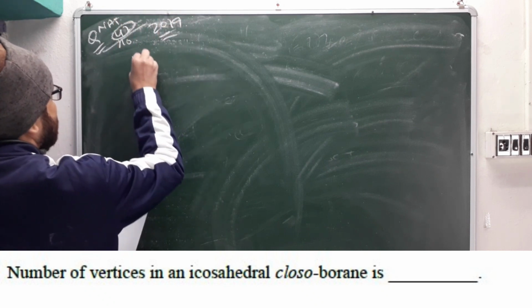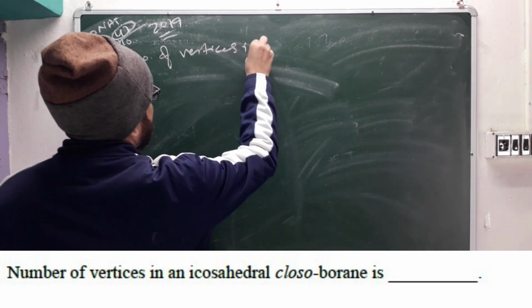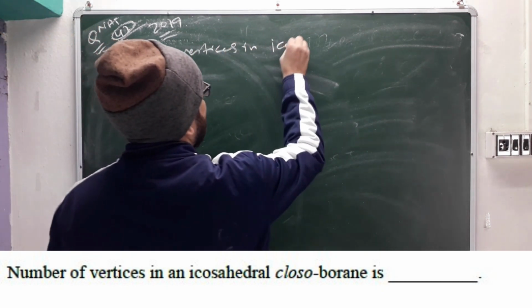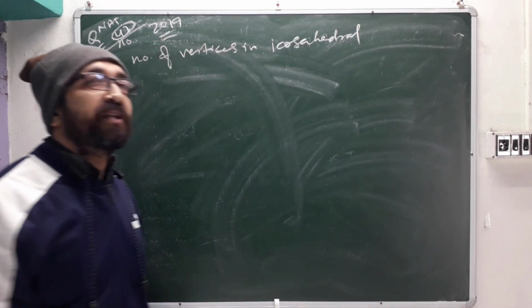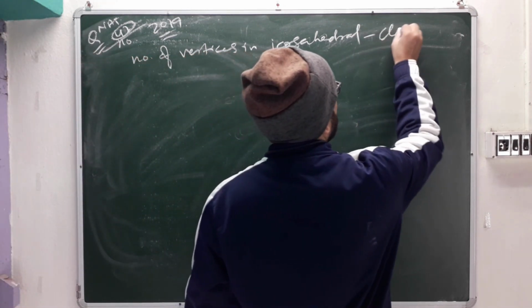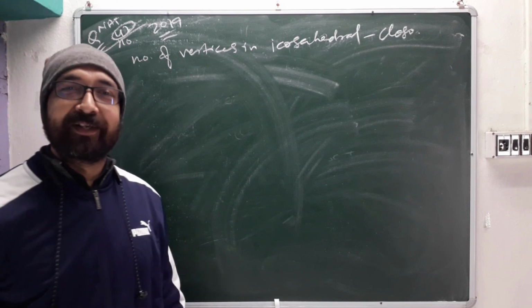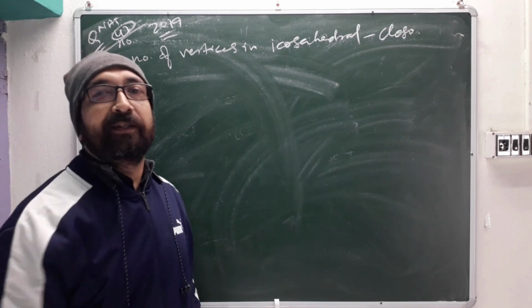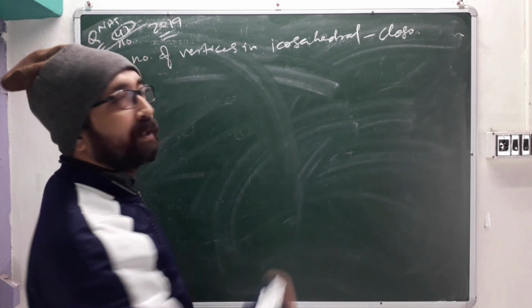So what have they asked? Number of vertices in icosahedral. Along with icosahedral, they have mentioned closo, because they know that students are not revising nowadays. So they put everything in the question. They just have to copy and paste it. So this is only copy and pasting, right?